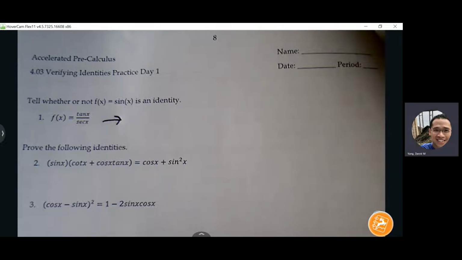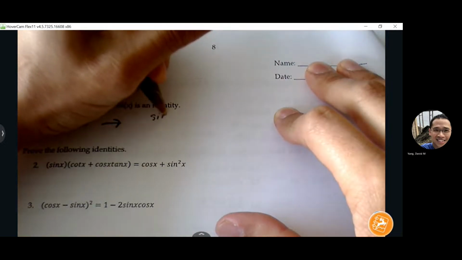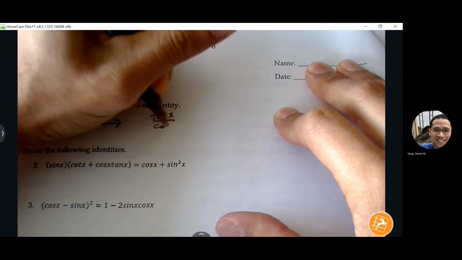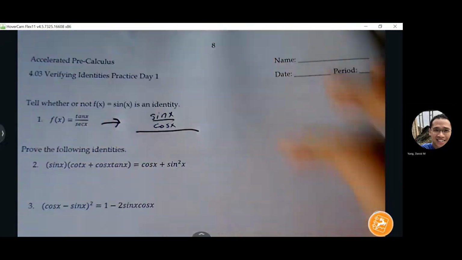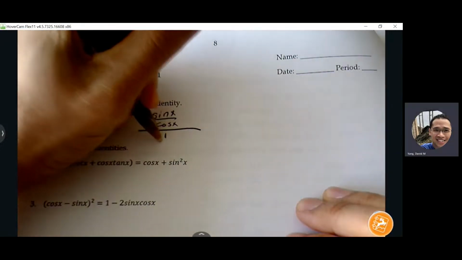Yeah, let's rewrite it, right? Let's get the numerator and denominator to look the same as each other. So let's get sine and cosine to begin showing up. Tangent is the same as, and then secant is the same as, one over cosine.